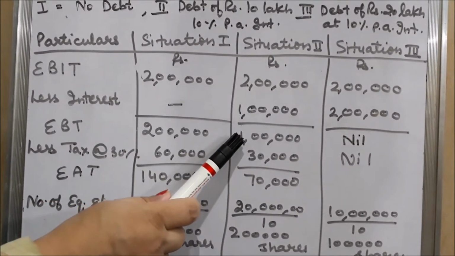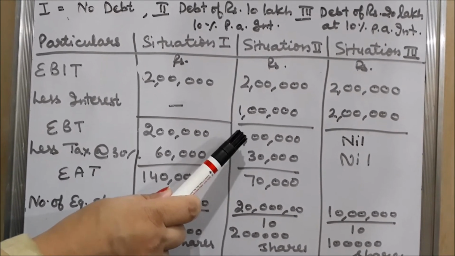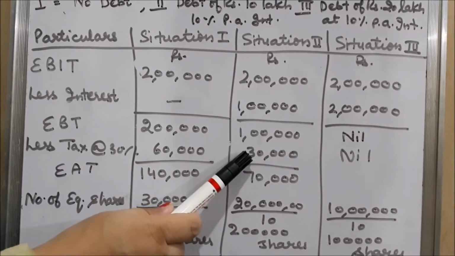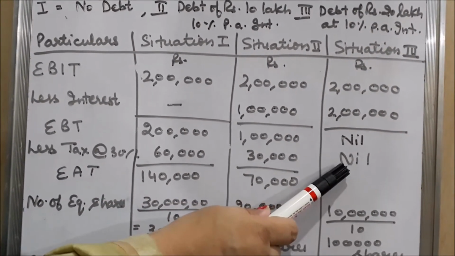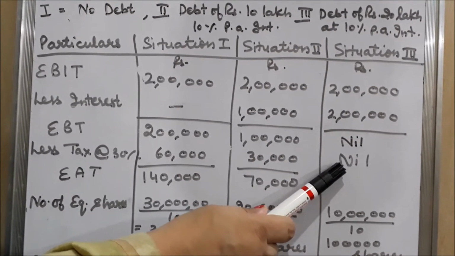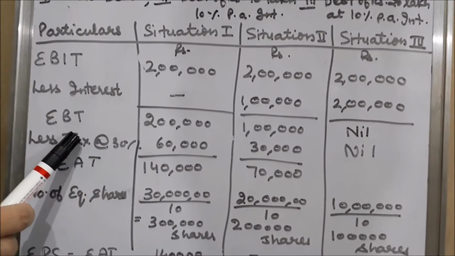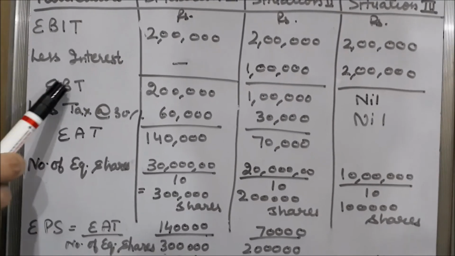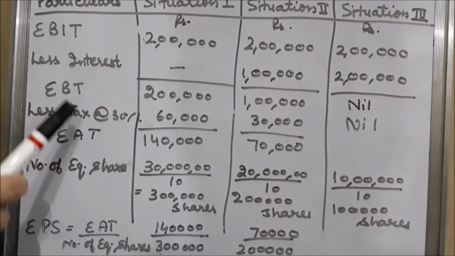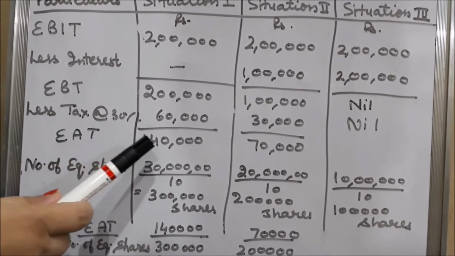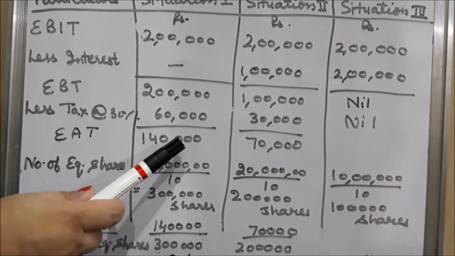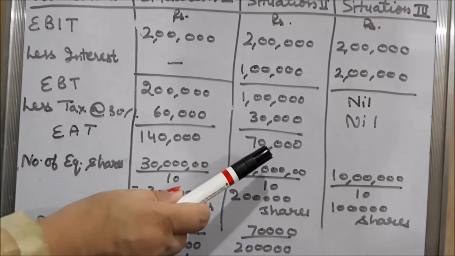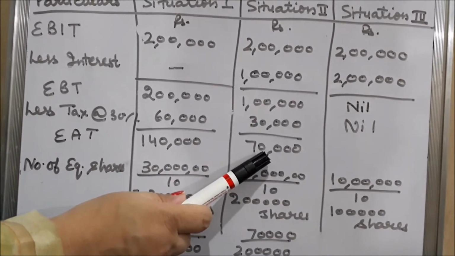In the second situation, earning is 1 lakh, so 30% of 1 lakh is 30,000. In the third situation, there is no earning, so no tax. After deducting tax from earning before tax, I am getting earning after tax. In the first situation it is 1,40,000. In the second situation it is 70,000.